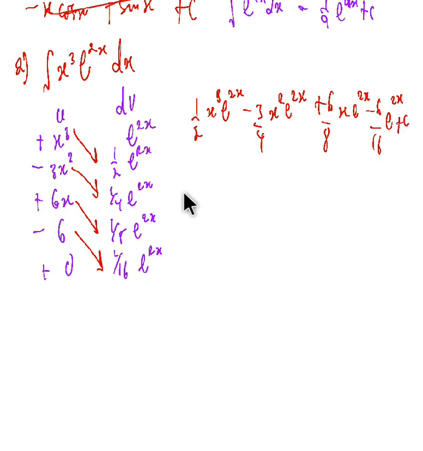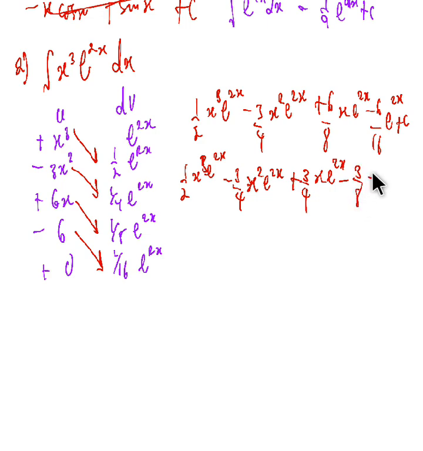So we can simplify this completely. We have 1 over 2 x cubed e raised to the power of 2x, then minus 3 over 4 x squared e raised to the power of 2x, then 6 over 8 will surely give us 3 over 4. So we have 3 over 4 x e raised to the power of 2x, then minus 6 over 16, that will give us 3 over 8 e raised to the power of 2x plus c.